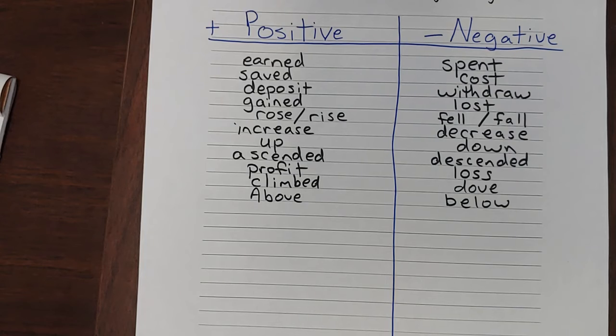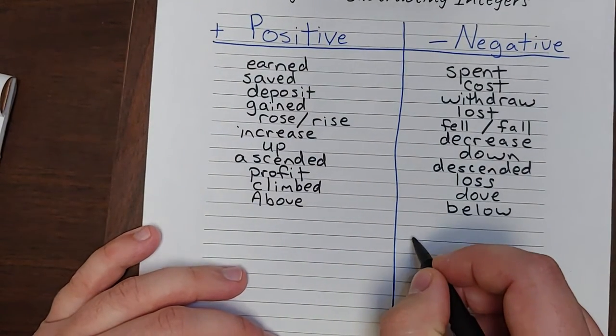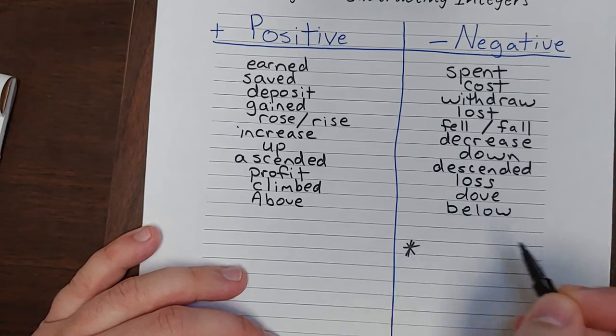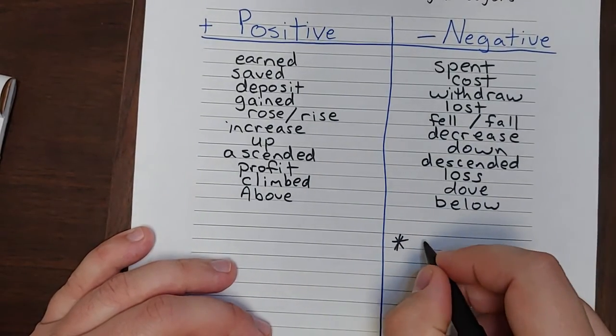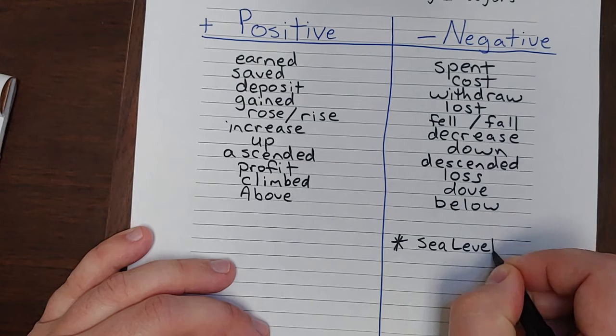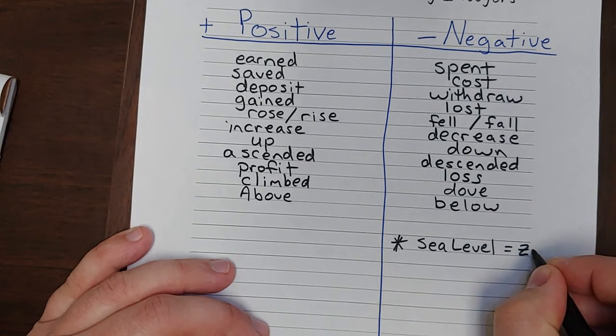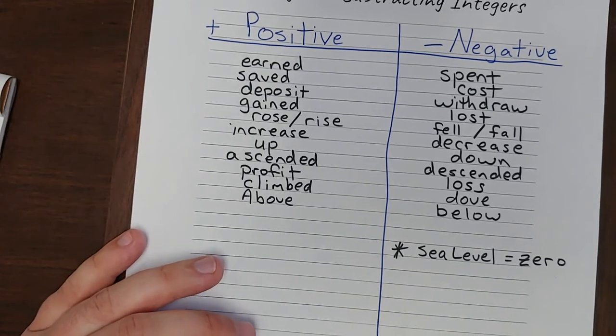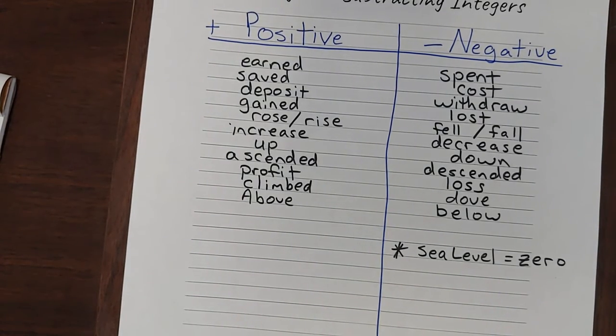And then at the very bottom of this page, I'm just going to put a little asterisk there and write sea level equals 0. That's my Z with the line in it. But sea level equals 0. If you see that on anything, it's talking about sea level. Sea level is always 0.